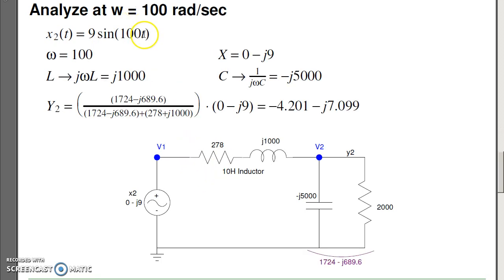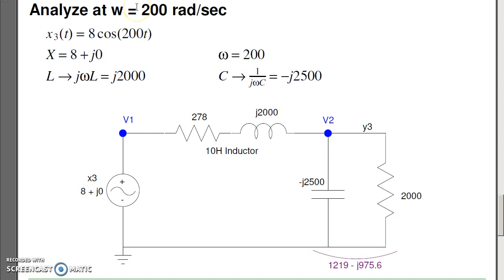Now, analyze at the next frequency. At 100 radians per second, the input is 0 minus j9. Again, 0 is the real, which is cosine, and minus j is sine. The frequency is 100, that's this term right here. The inductor becomes j omega L, j1000. The capacitor becomes j omega C, minus j5000. Now analyze this circuit. If I put the resistor and capacitor in parallel, I get 1724 minus j689 ohms. Now using voltage division times the input, I get the output. Output is minus 4.2 minus j7. That's at 100 radians per second.